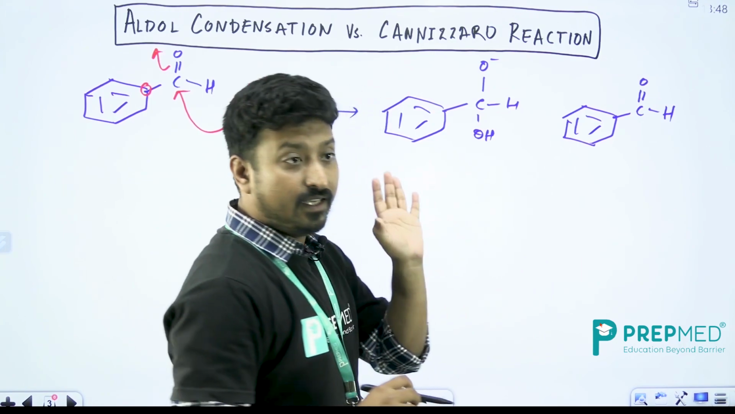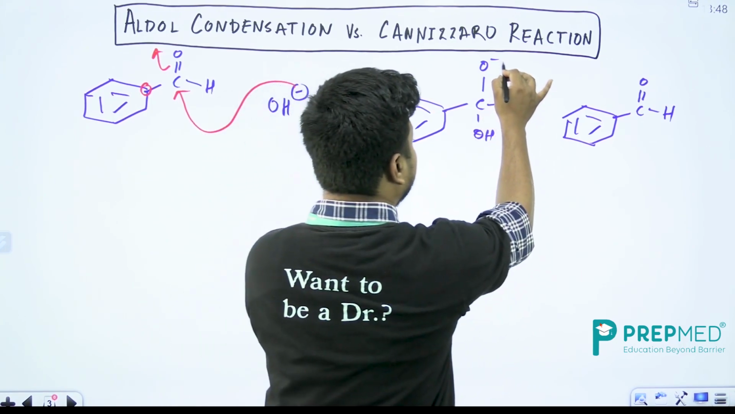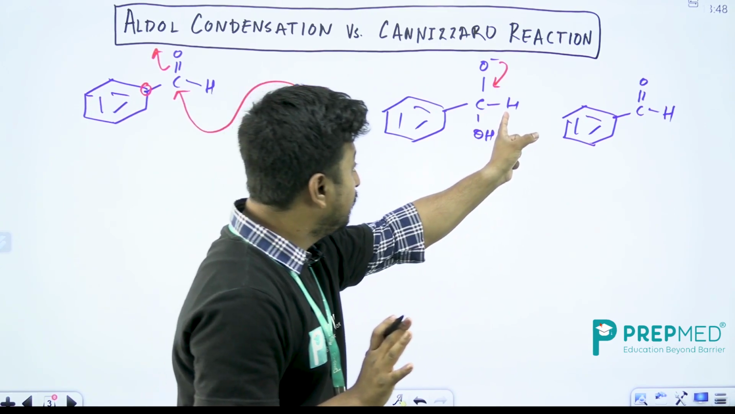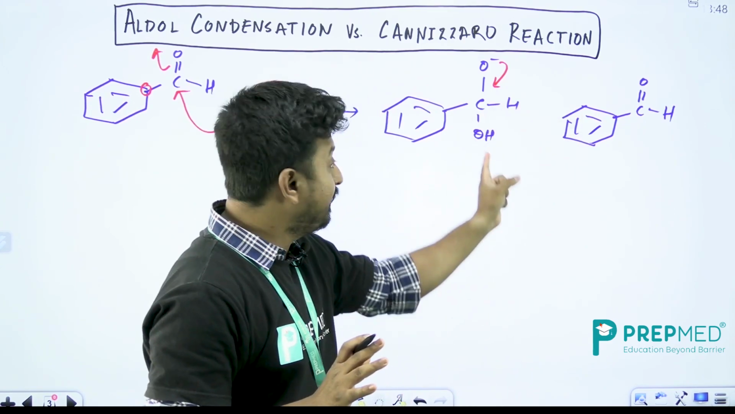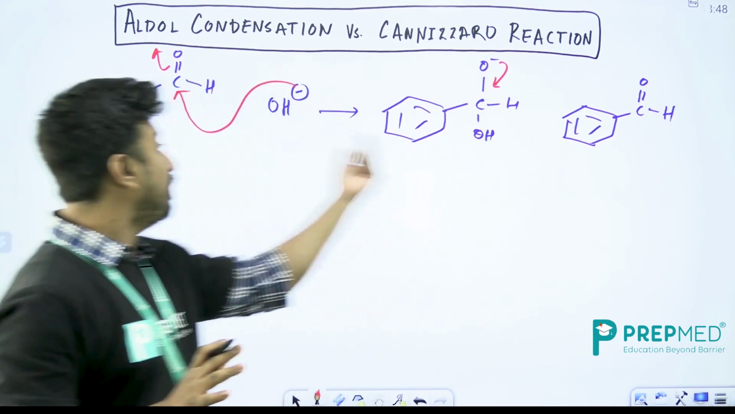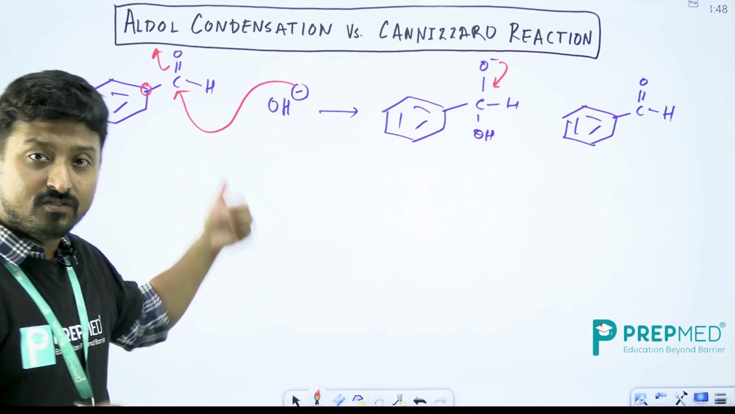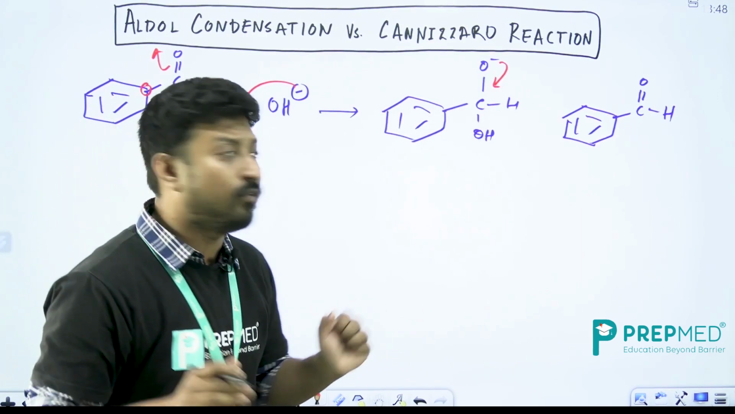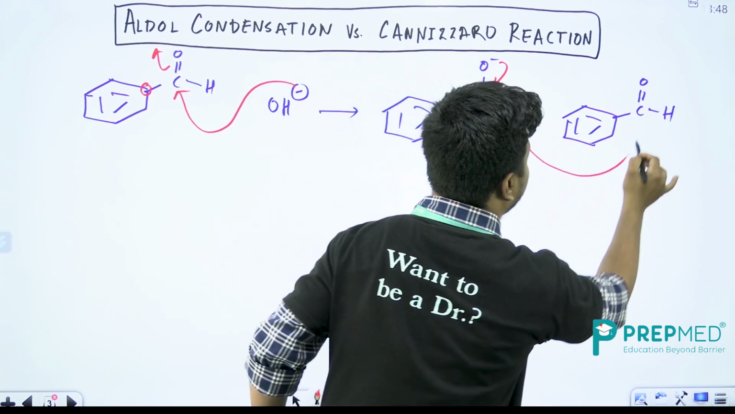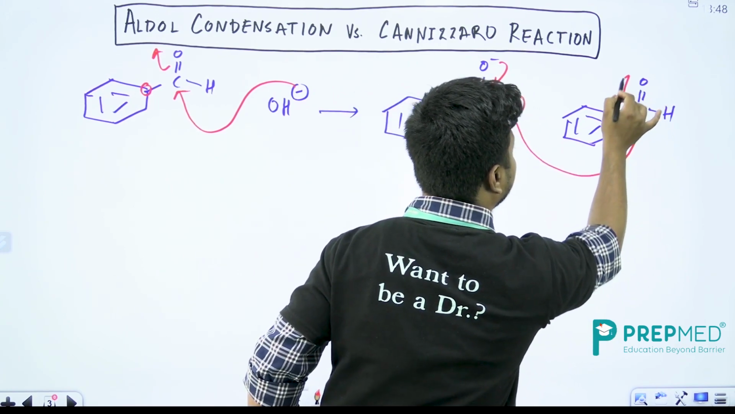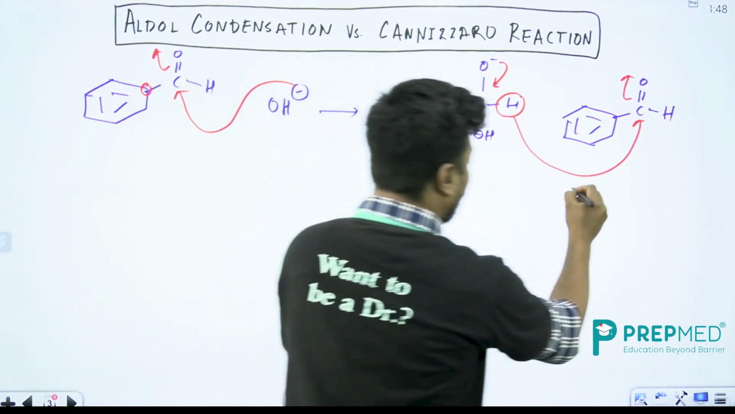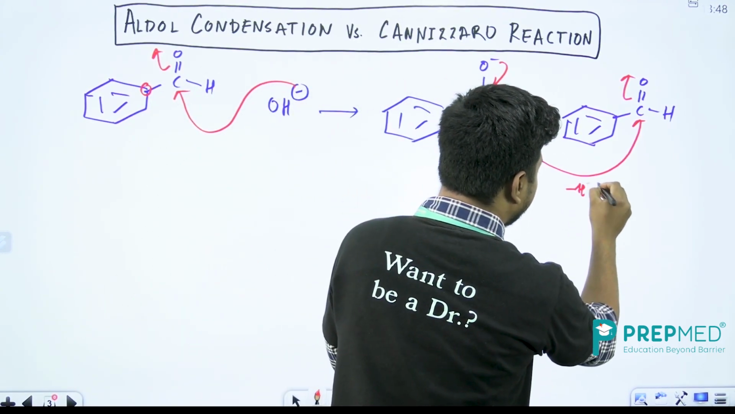Now if you see here very clearly, this will go back. Now it has two options: either it can remove the hydrogen or it can remove this OH. Now if it removes the OH, we will get back the benzaldehyde. So there is no point in doing that. But what it will do, rather than removing the OH, it will transfer the hydride to the other molecule of benzaldehyde.